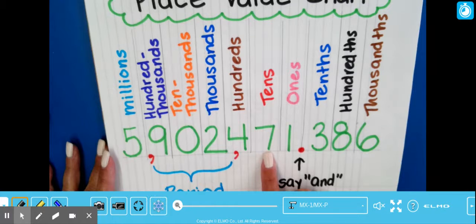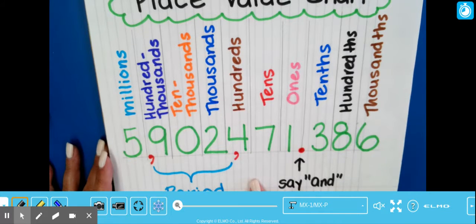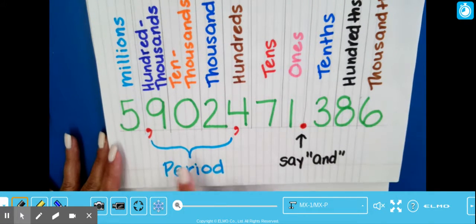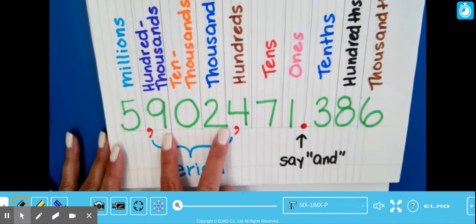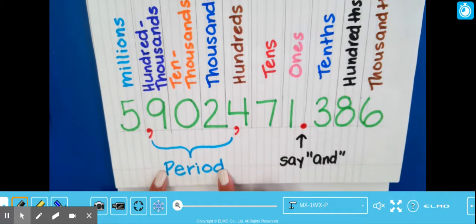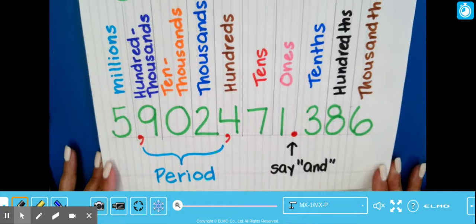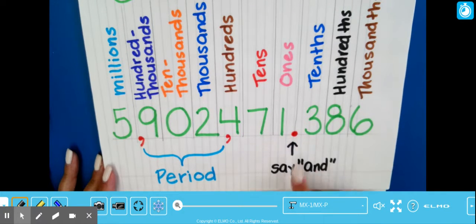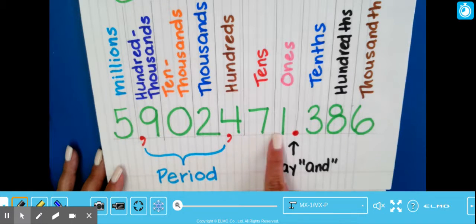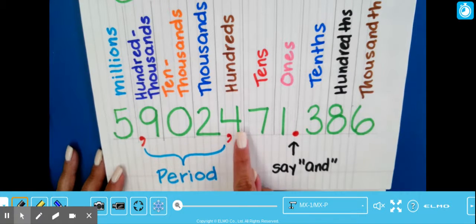Likewise, this 7 here is sitting in the tens place. This 7 isn't just any old 7. This is actually a 70, right? It's worth 70 because it's in the tens place. 7 tens is 70. We also learned that any group of 3 digits, separated by those commas, is called a period. We also talked about how we only say the word "and" when we have a decimal in the number. So don't fall into the trap of reading a number and saying something like "four hundred and seventy-one," because that's not correct.